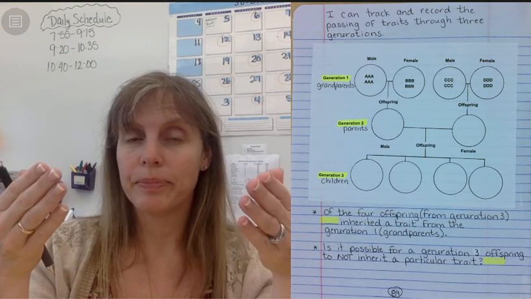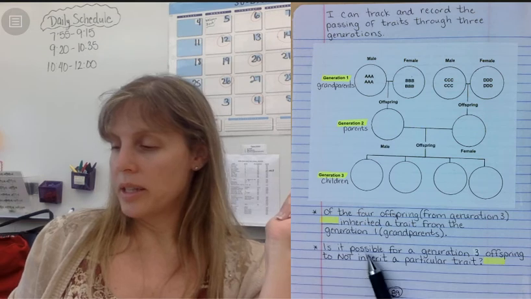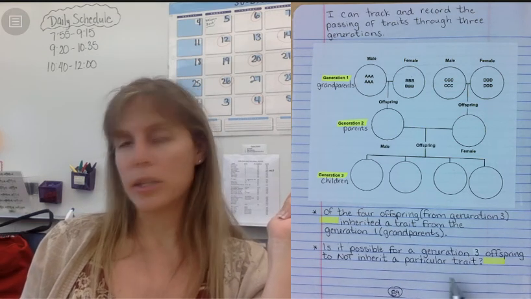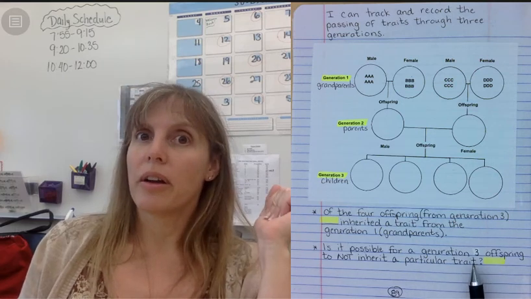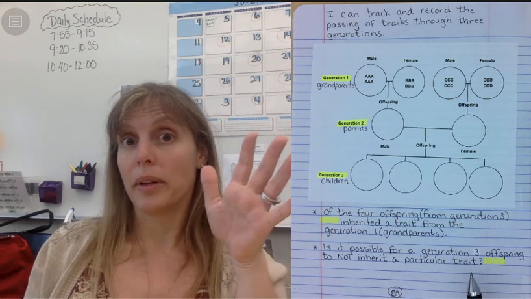from your dad. Okay, so the next thing you're going to look for is it possible for a generation 3 offspring to not inherit a particular trait? If you get stuck, of course, there's a little extra video, and then you can look at your learning targets, and it will totally help you.